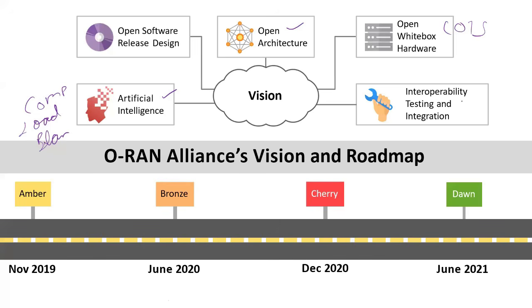Then everything should be interoperable. Nokia should work with Samsung, Samsung should work with Ericsson, Ericsson should work with Huawei. Everything should be interoperable, right? So they give some names, like first it is A, B, C, D, right? They give some name, but they want to grow it like that: A, B, C, D, E, F, right? So this is some name.